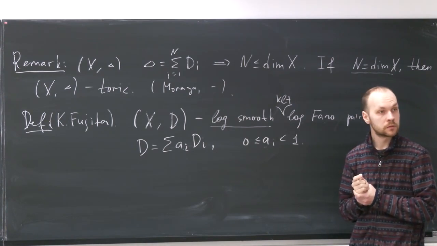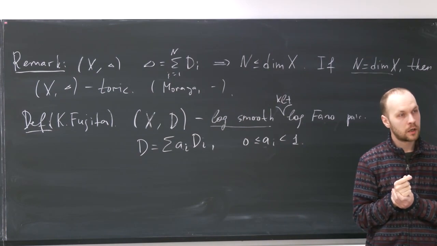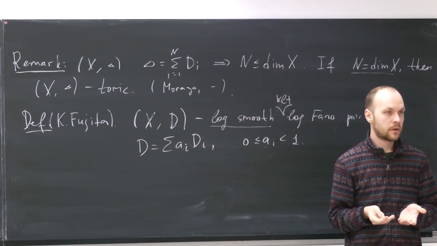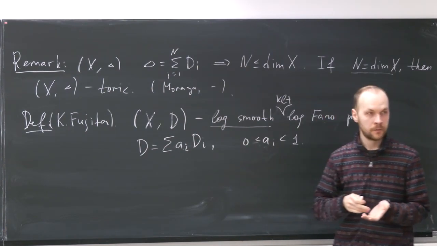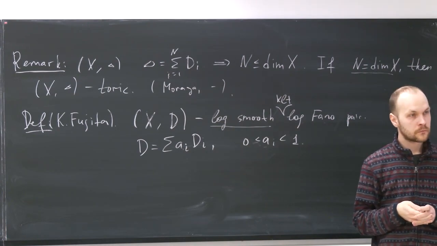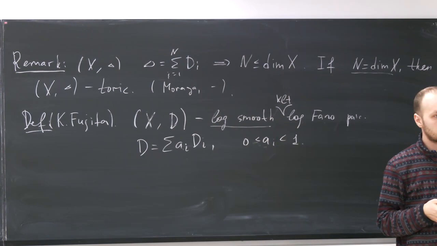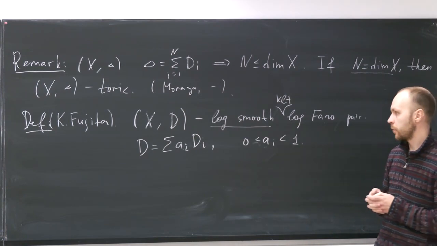Even including the components which come with coefficient 0? There is no use to consider the components with coefficient 0, so we can assume this. No, but I mean the simple normal crossing assumption gives you something in this case. Yeah? For coefficient 0? Yeah, but there is no use to consider such components.